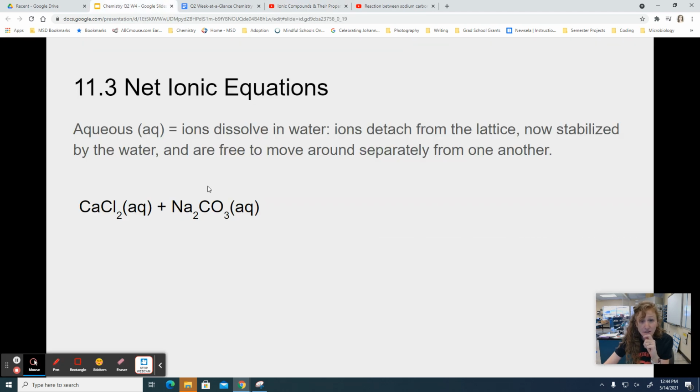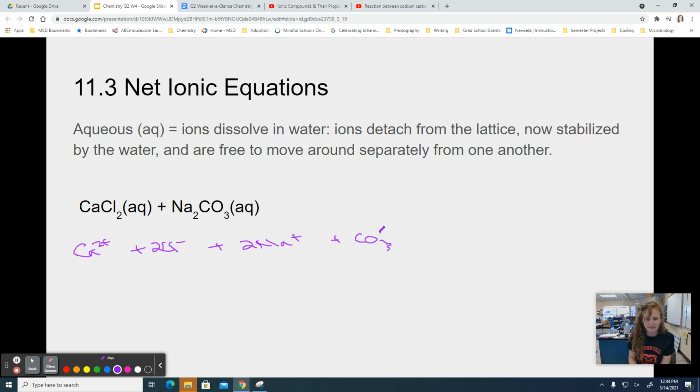Okay, so that's what's going on. And so a better way to write the things that actually exist in the solution would be to separate these ions, to write it as the calcium ion, our two chloride ions, our two sodium ions, and our carbonate ion.